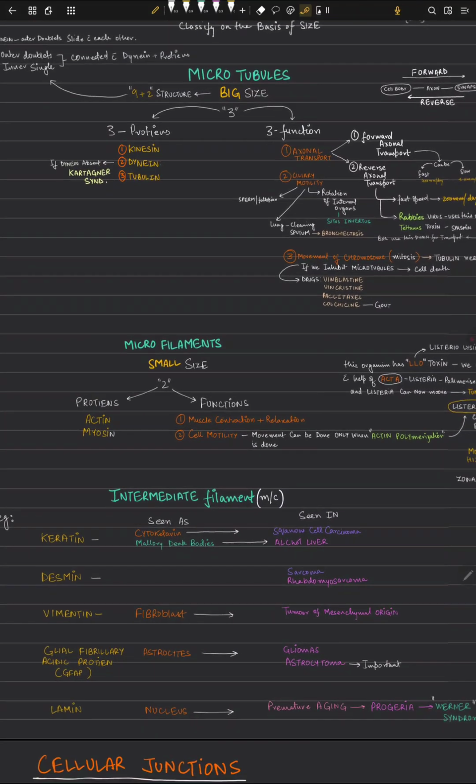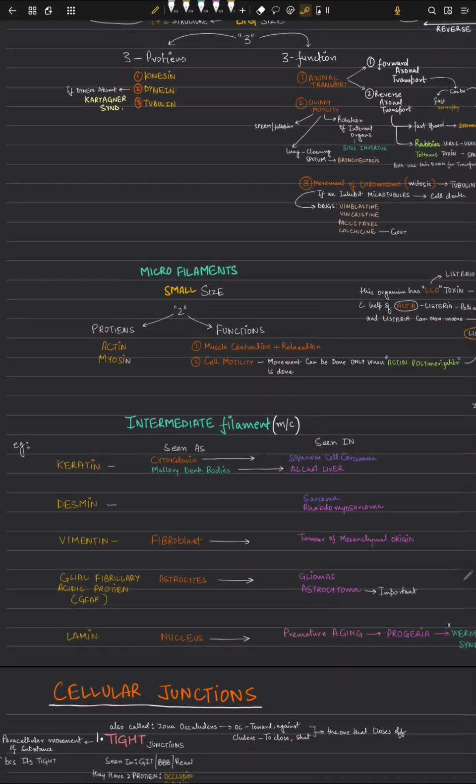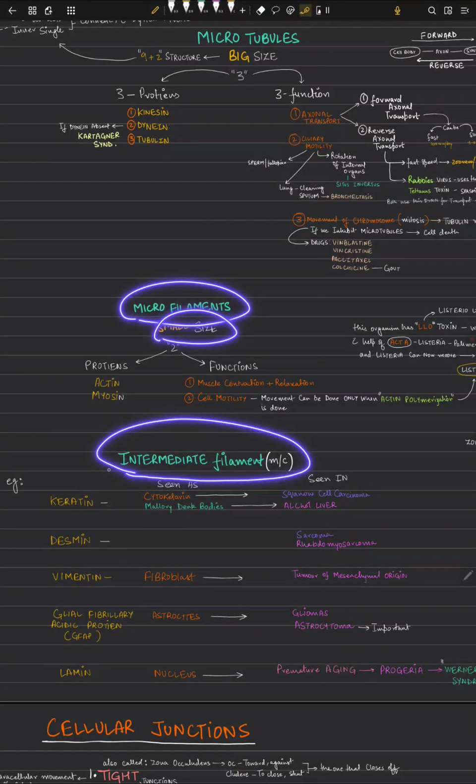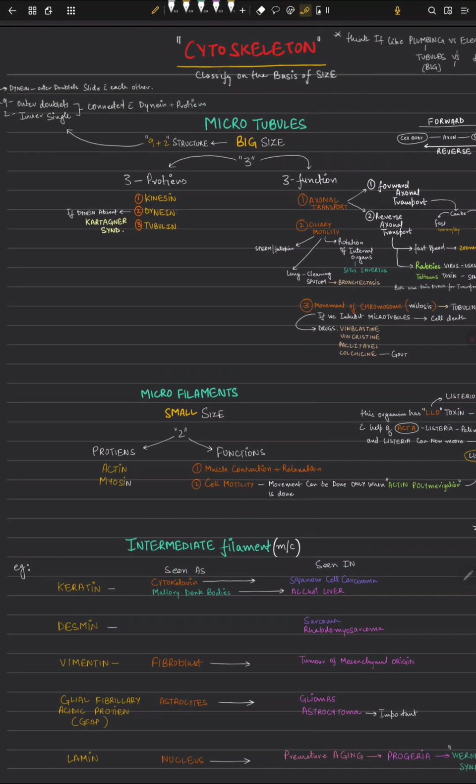I want you to understand something: these microtubules are bigger in size, these microfilaments are smaller in size, and these intermediate filaments are intermediate. It means they are medium. Cool. Let's study microtubules first.